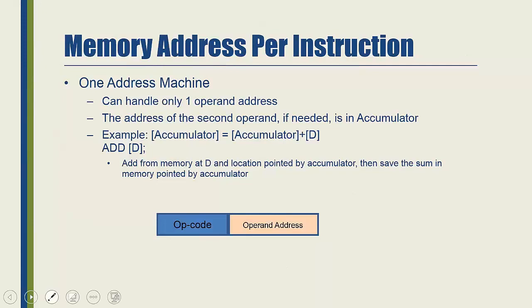We can also have one address machine, which can only have one operand in the instruction. In this case, should we need another operand in our calculation, the second operand is assumed to be the accumulator. For example, we want to add D to something. We add it to accumulator. In assembly code, we write add D.